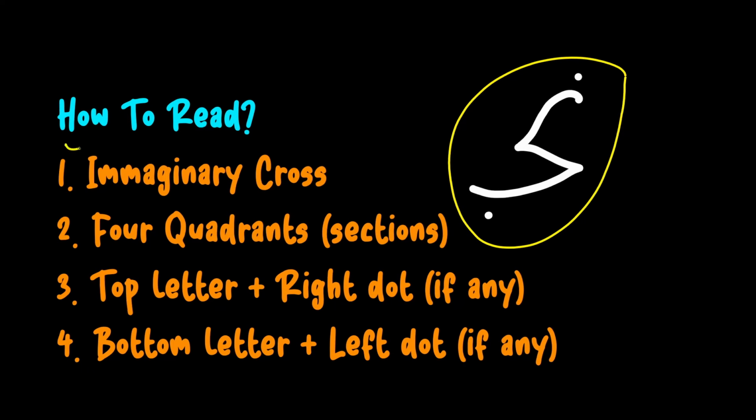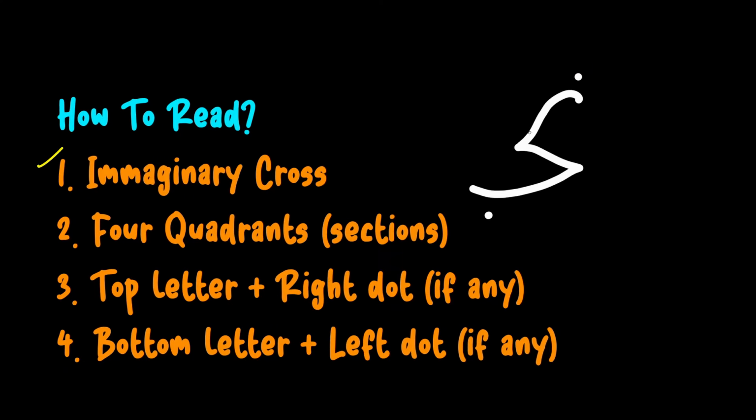Right now, let me show you my foolproof 4 easy step method to read any of these characters in the future. Step number 1, I want you to either imagine, or if you can't imagine, draw a cross on your character. Don't worry if you have to draw at the beginning. Later on, inshallah, you won't need to do this.